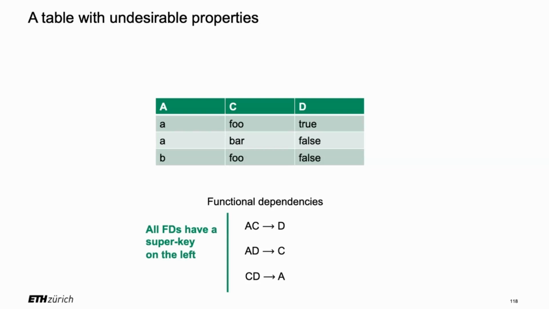and CD gives you A, the closure of CD is ACD, right? So do you agree that AC, AD, and CD are all super keys? Who agrees with that? Okay. So here we don't see any problem.